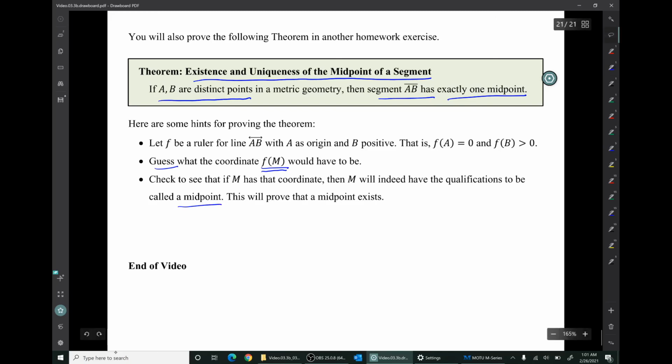Now there's another issue of uniqueness of a midpoint. I won't discuss this in the video, but I will discuss it in our meeting.